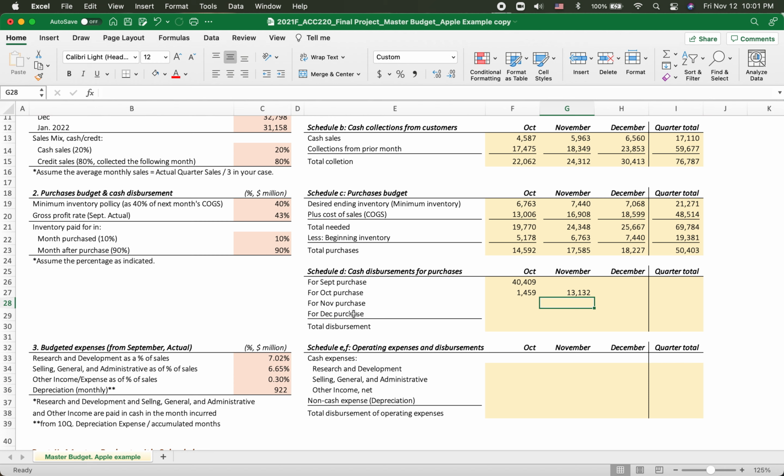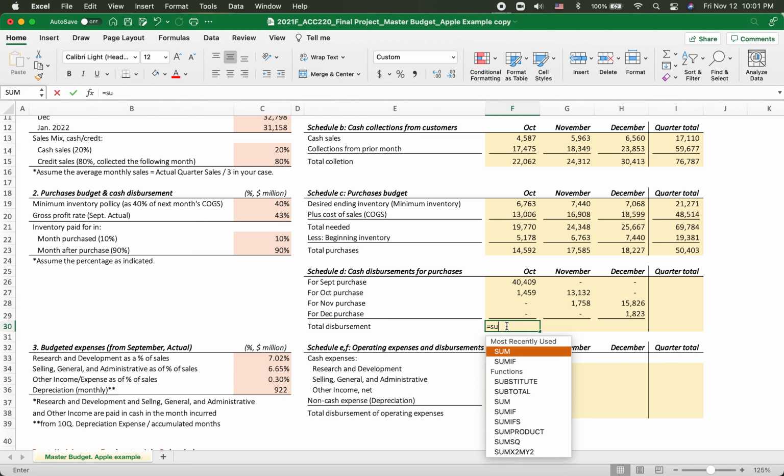On November, this amount times 90%, the rest of the purchase, will be paid. In the same way, for the November purchase, now we use the same 10% of that month's purchase, and then the November purchase's 90% will be paid. How about the December one? December is the December purchase times 10%, right? So the other part should be 0, not necessary to relate it to this total disbursement part.